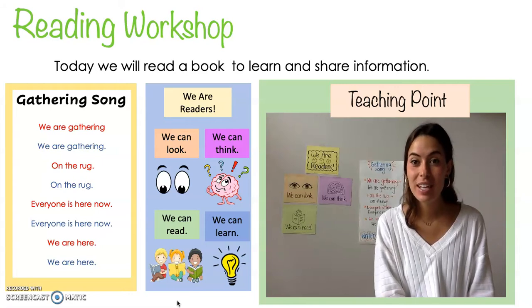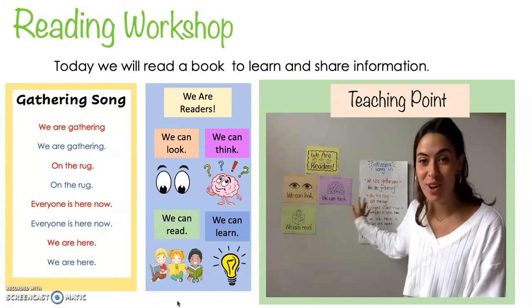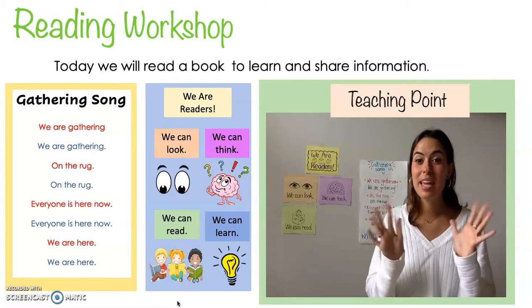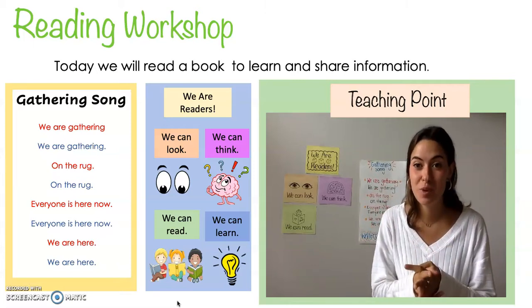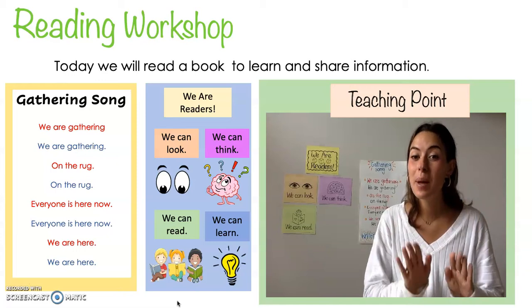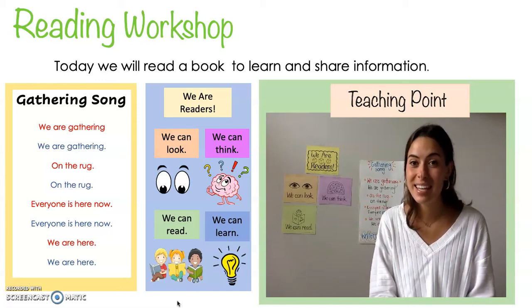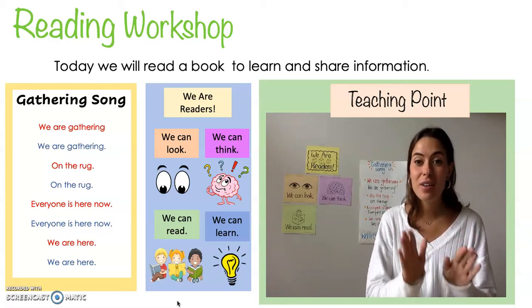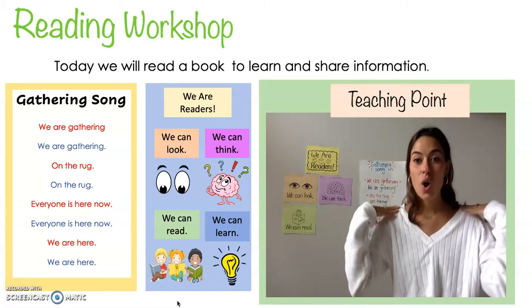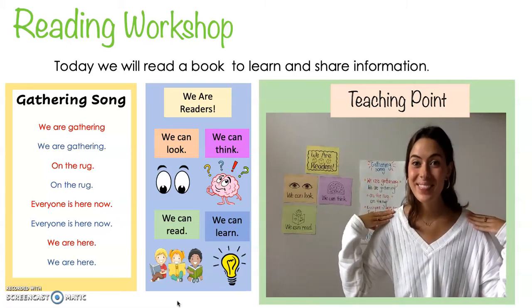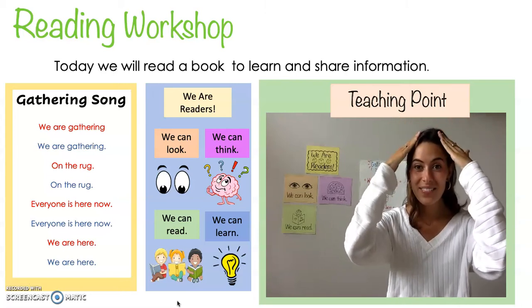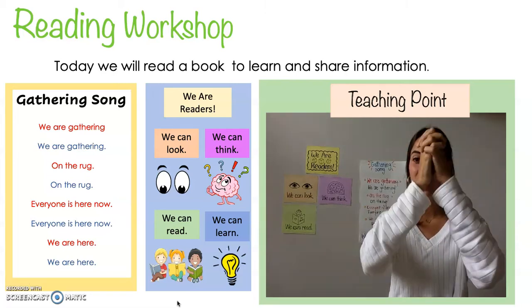Before we get started, let's go over our gathering song. Now, Miss Scranton likes to do it a little differently. I like to start with some hand motions just to get us up and moving this morning. So I'm going to start, and you're going to repeat after me. I'm going to start by patting my legs, okay? Listen. We are gathering. Your turn. On the rug. Everyone is here now. We are here.